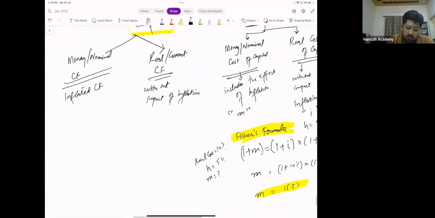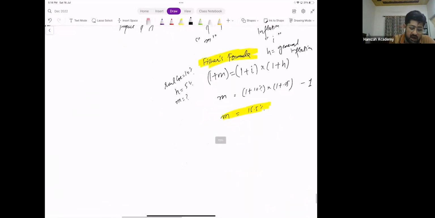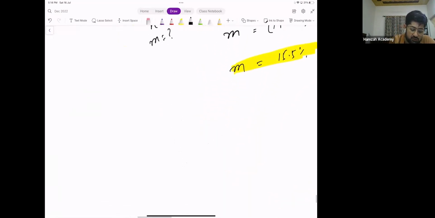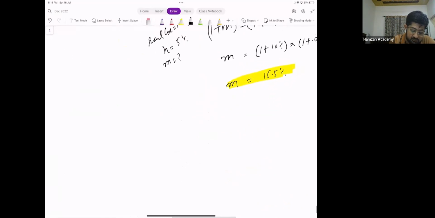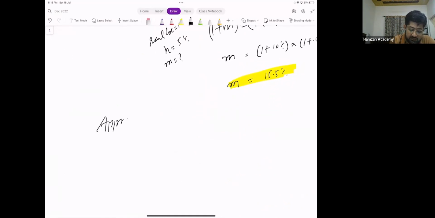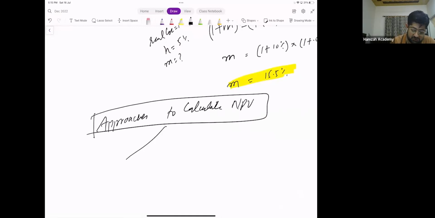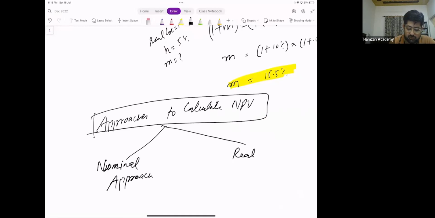Students, why are we studying it? Actually, there are approaches to calculate NPV. There are two approaches. One is called the nominal approach, and the other is called the real approach. Nominal is also called the money approach.